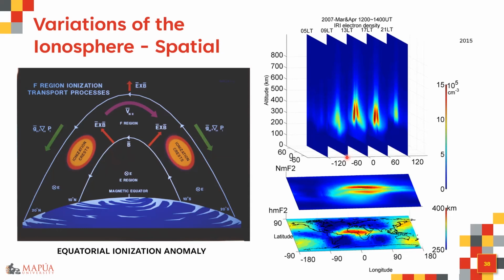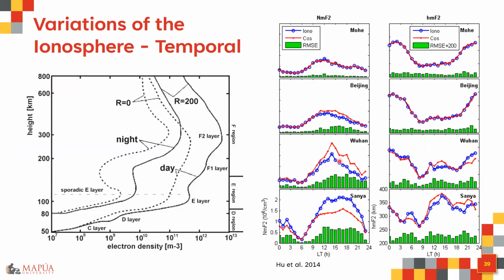Okay, so aside from this, we can actually notice the temporal variations of the Earth's ionosphere. The x-axis here would be the local time. The left panel is your NmF2, and the right panel is your hmF2.